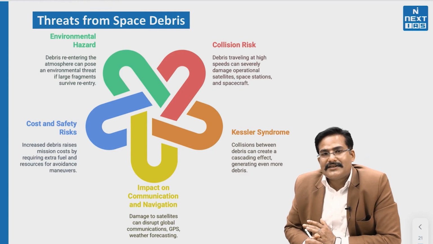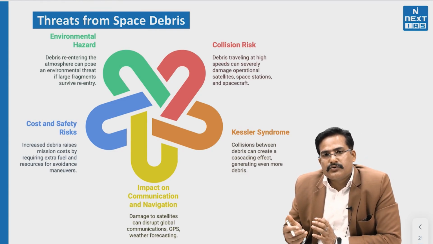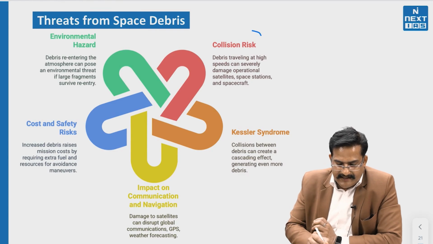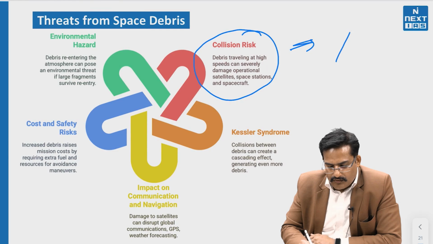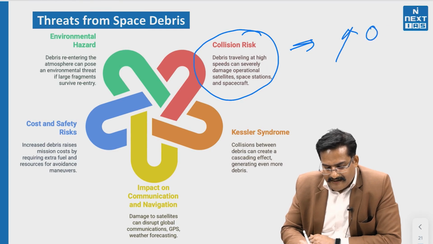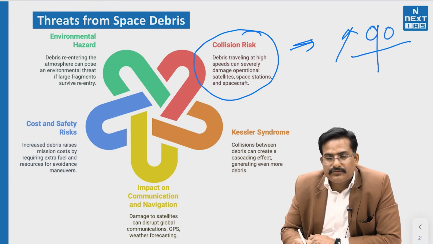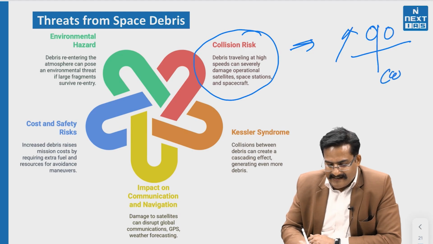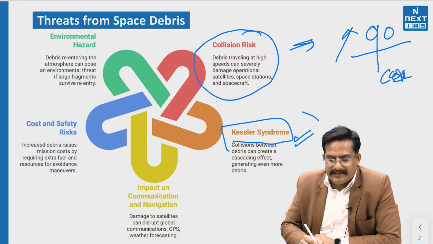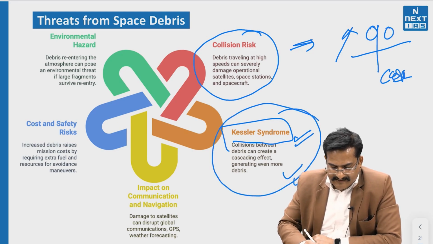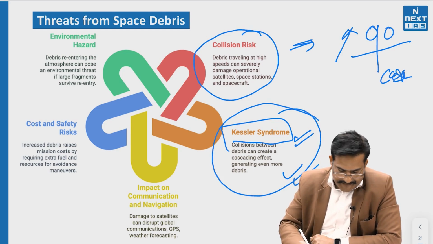Now, what are the threats and why is there a need to regulate space debris? Basically, there is an imminent collision risk, meaning one satellite or one rocket can collide with space debris, resulting in fragmentation, which leads to a cascading effect that we also call Kessler syndrome. It is not related to any human biology, but it is related to what? Space, right? The collision between debris can create a cascading effect or domino effect.